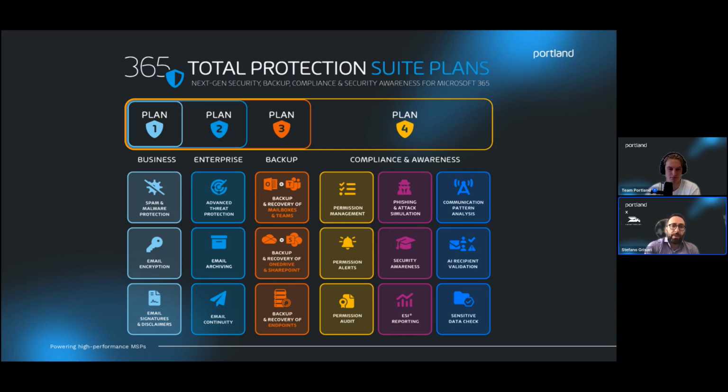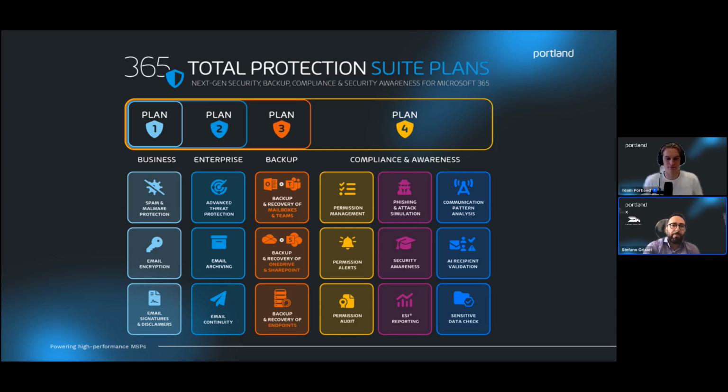So as you can see, we have the business plan, we have the enterprise plan, we have the backup, and we have the compliance and awareness. So on that, the starting point is obviously email security. But as you can see, as we move forward, we'll see that we are going to go completely beyond this dimension to cover other aspects beside email security. So let's take a look at the plan and all the functionalities.